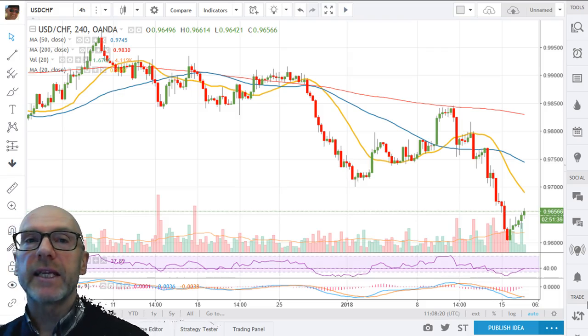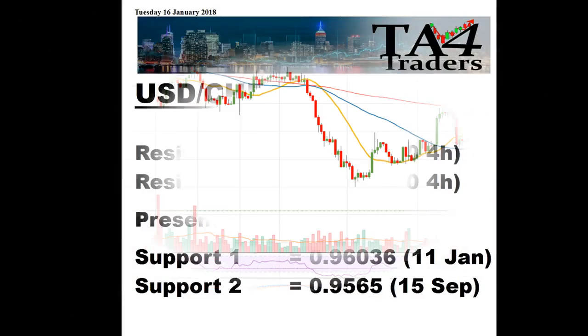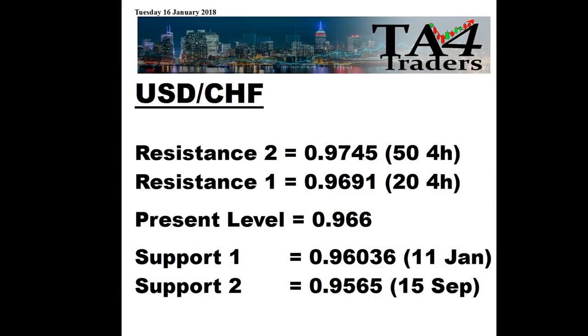And looking at the support and resistance levels, we've got resistance from the 20 of the 4 hour, 96.91. Then at the 50 from the 4 hour, 97.45. With supports 11th of Jan, 96.040. And 15th of September, 95.65. So the key support 96.04 there from yesterday is the key support that needs to be watched.